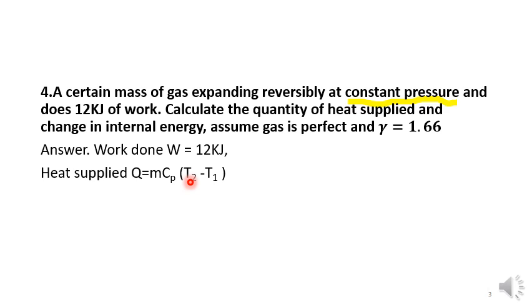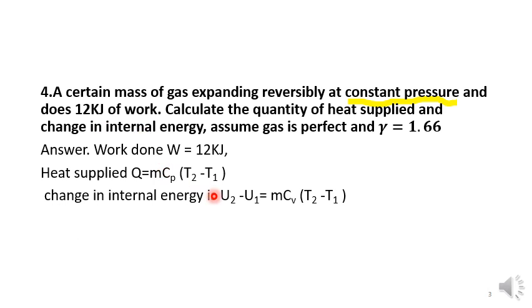Cp is the specific heat at constant pressure. T2 and T1 are the final temperature and the initial temperature. Now they ask again about the change in internal energy. Change in internal energy means U2 minus U1 is equal to mCv(T2 minus T1). So you know these two formulas. They asked to calculate the Q value and the dU value, but you don't know the Cp value and the Cv value.